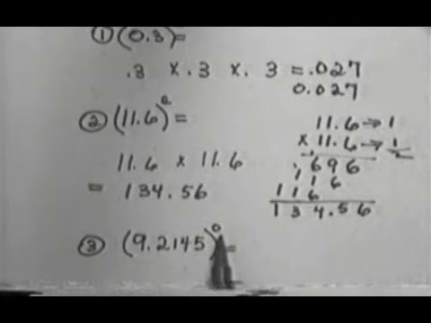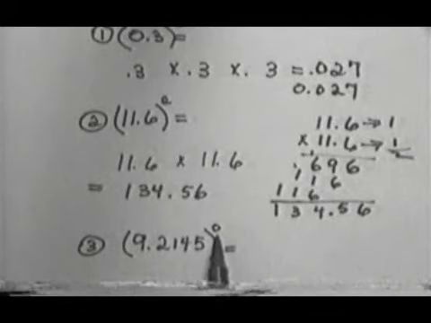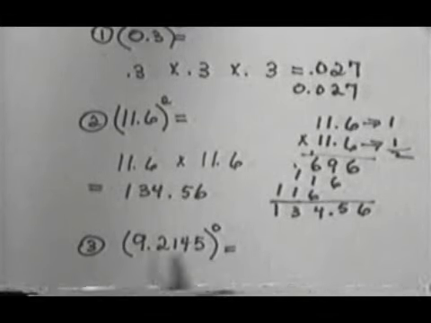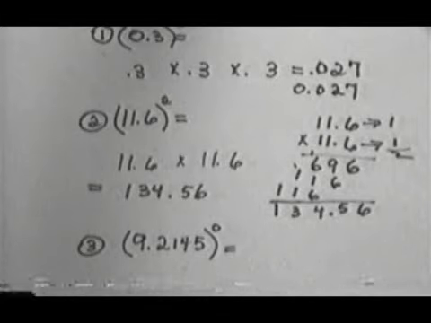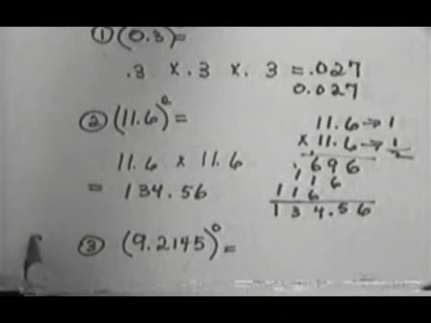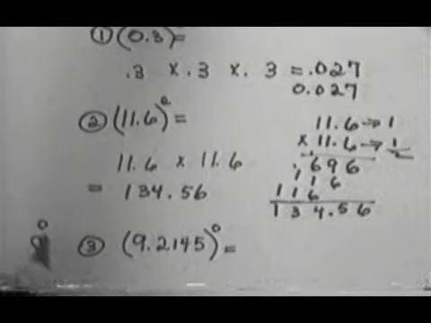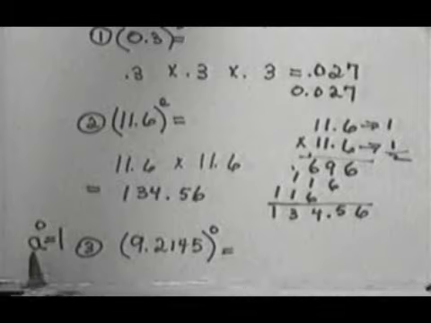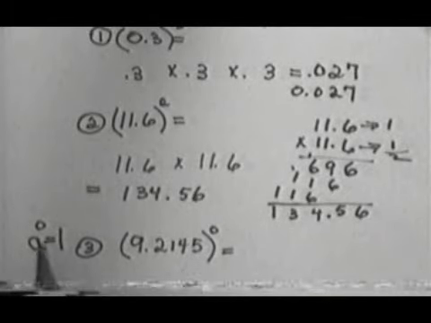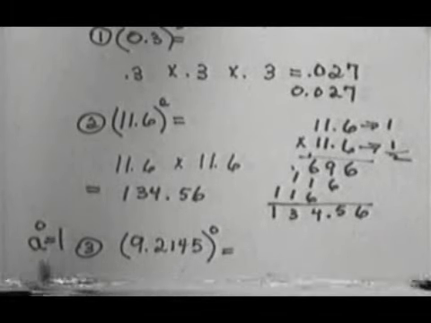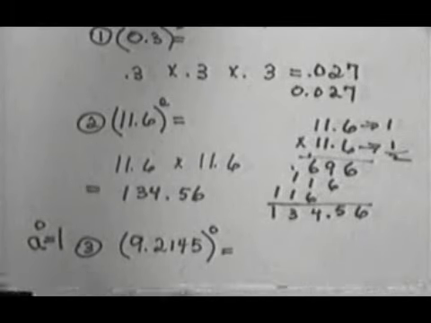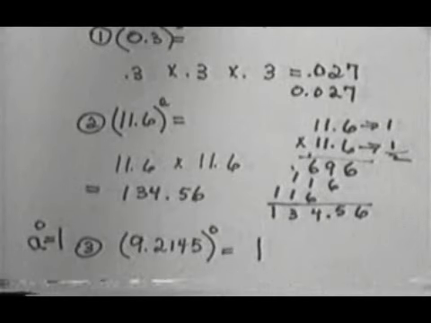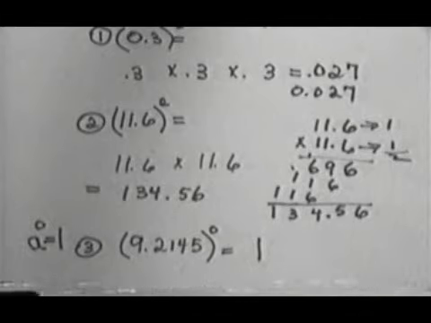When you raise something to the 0 power, you're actually not using your base as a factor. You're following the rule that says any number raised to the 0 power always will be 1, as long as that's some non-zero number. So whatever is raised to the 0 power, no matter how little or how big, it's going to be 1. So this 9.2145 raised to the 0 power will just be 1. There's no work to do. We just write down our answer as 1.